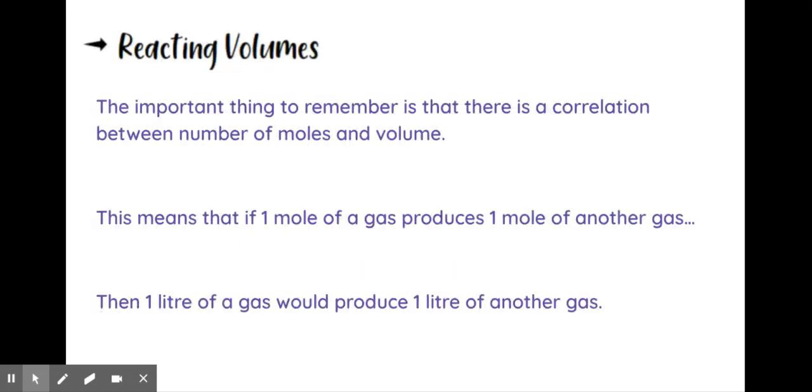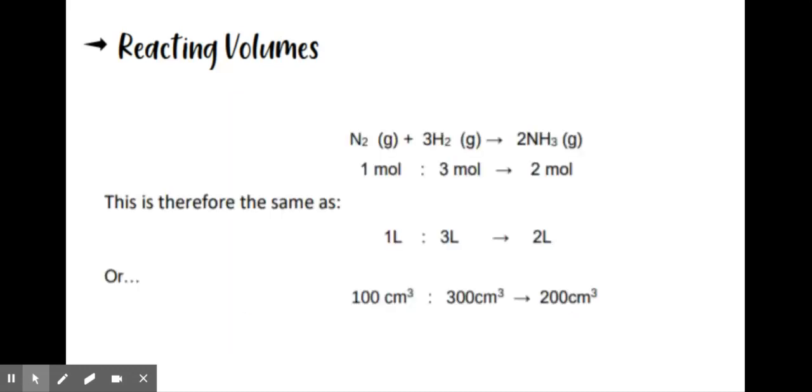So it's an important thing to remember that there is a correlation between the number of moles and volume. We know that 1 mole occupies a volume of 24 litres. The larger the number of the moles, the larger the volume, and vice versa. So that means if 1 mole of a gas produces 1 mole of another gas, then 1 litre of that gas would produce 1 litre of the product gas. And using these volumes in place of moles is how we solve reacting volumes questions.